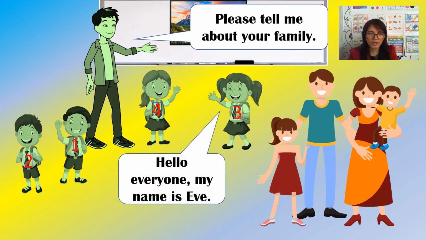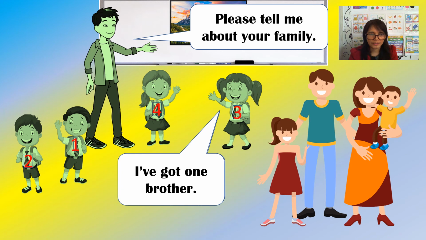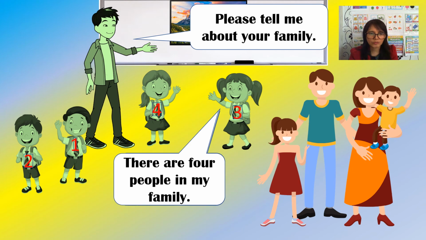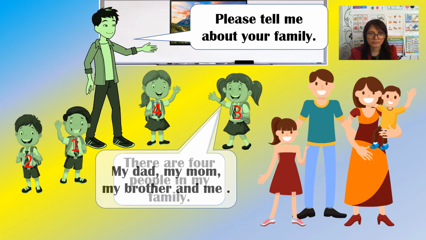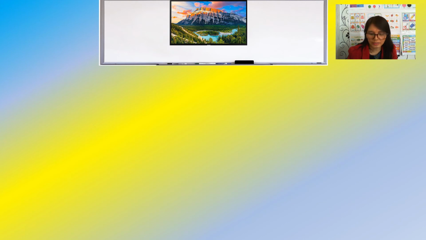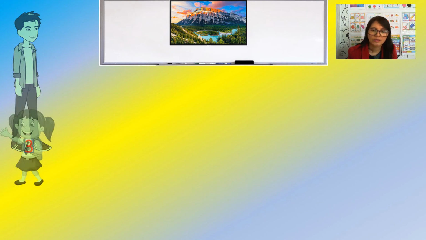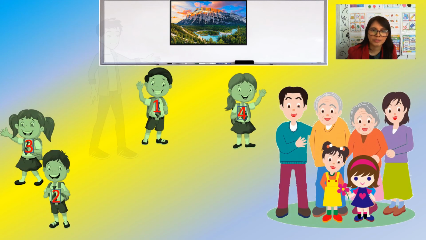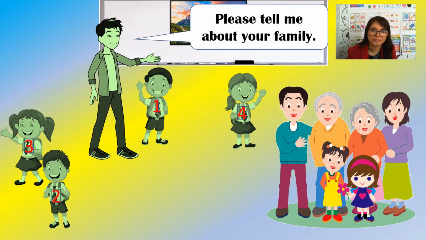Hello everyone, my name is Abe. I've got one brother. I haven't got any sisters. There are four people in my family. My dad, my mom, my brother, and me. Student number four, please tell me about your family.